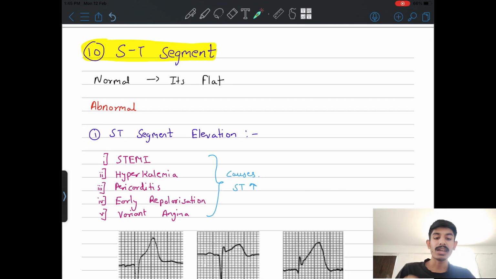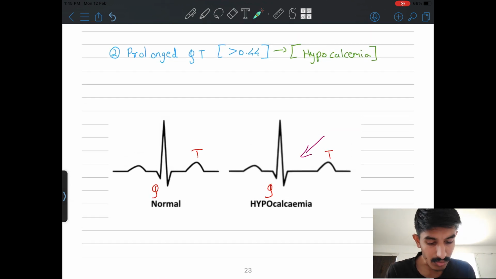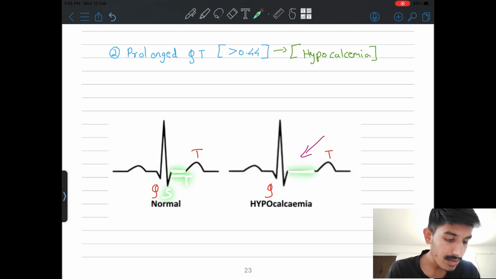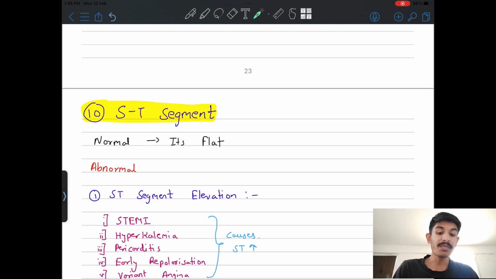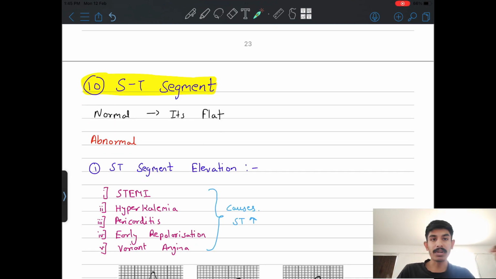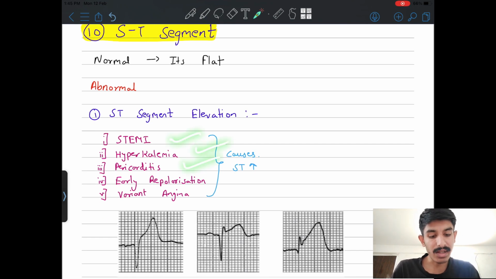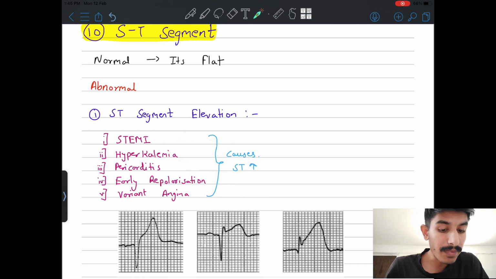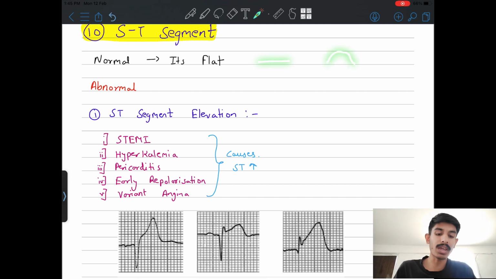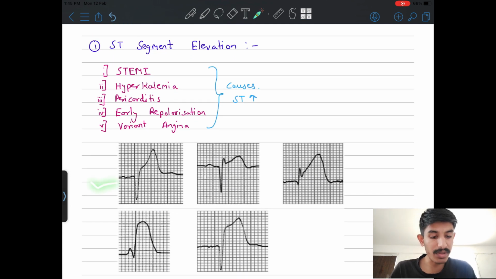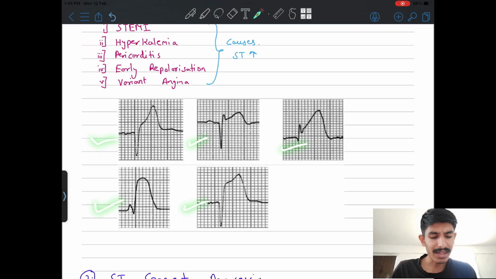Now the next part, the ST segment. Usually the ST segment is flat. As you can see, this one is normal. Look, this is S and this is your T. This part is always flat. But if it's elevated or depressed, it gives different types of problems in the heart. STEMI, hypercalcemia, pericarditis, early repolarization, and variant angina are the causes of ST elevation. The flat part will rise like this. As you can see, I gave different types of ECG here. You can just look at the ST segment, and it is so easy to remember. This is S and this is T.